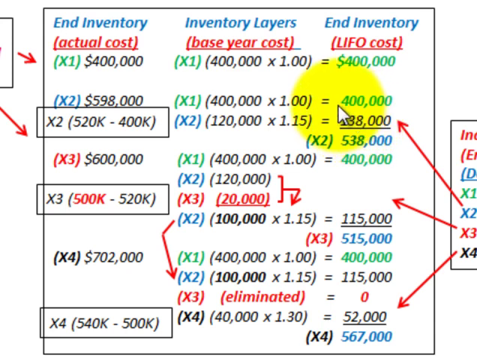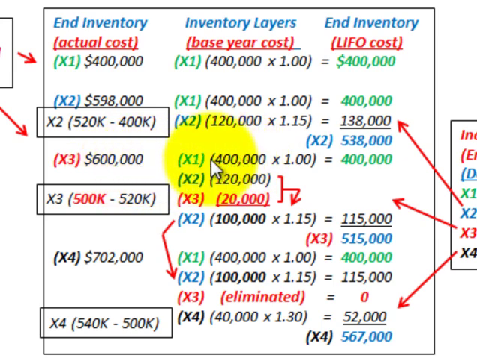So what we're going to have for year X2, we have to take our base amount of 400,000 plus the 138,000 that we converted for year X2, and the total amount of our LIFO ending inventory cost is $538,000. That's for year X2. Now let's move over to year X3.